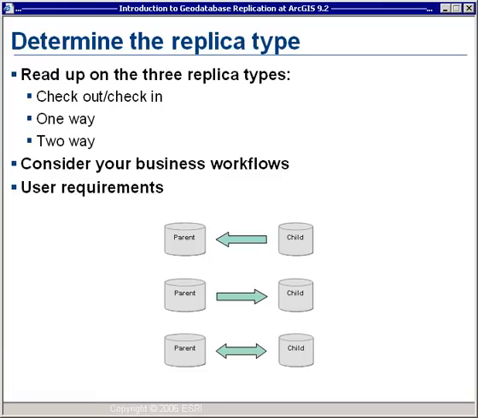Our first step in the replica creation process is to choose which replica type or types will work for your workflow. We have discussed the 3 replica types that are available: checkout, check-in, one-way, and two-way replicas. Before choosing, we would recommend that you have a good understanding of the 3 replica types. You may wish to review the detailed documentation on each type before deciding which replica types fit best into your business workflow and suit your user requirements. At the end of our presentation, we will provide some additional resources that will help you determine which types of replica will work for you.